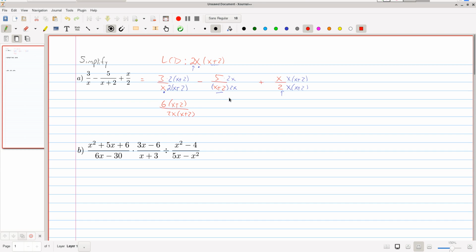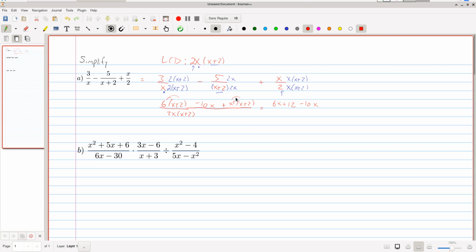The second fraction has the same denominator, so I'm actually going to make this one single fraction and combine like terms in the tops. So for the next fraction, we've got minus 5 times 2x, so that's negative 10x. And the last fraction is x squared times x plus 2. Next up, we'll distribute through to get rid of those parentheses in the numerator. So if we distribute through here, we've got 6x plus 12. The next term is minus 10x.